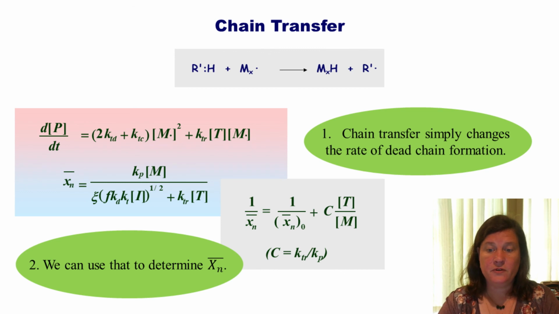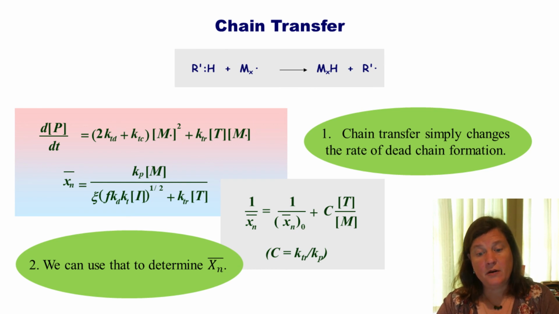Chain transfer simply changes the rate of dead chain formation. That information can be used to get a better estimate of the number average degree of polymerization when chain transfer is occurring, and that's usually what you want to know if you have a polymerization with a lot of chain transfer. You can refer to your textbook for more information. We won't be doing any problems that deal with chain transfer just due to time constraints in this class.